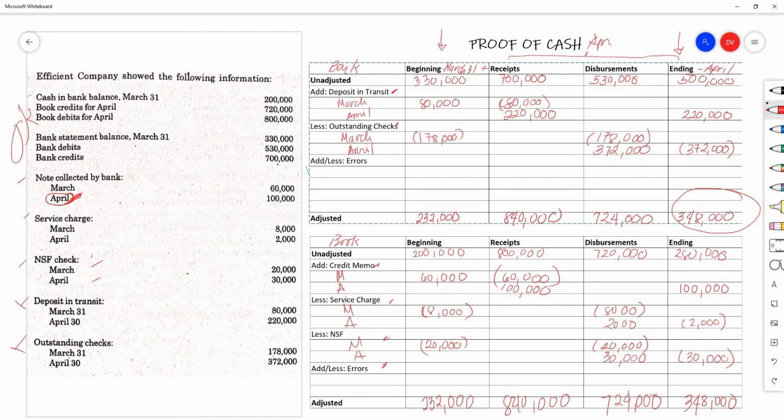Pag magkalapit, magkagalit. Pag magkalayo, magkasundo. 80,000 dito, dahil magkalapit sila ng receipts dyan, minus to, opposite. Dahil magkalayo ang receipts, tsaka ito, magkasundo, pareho sila. Ganun din dito. Magkalayo, magkasundo, magkalapit, magkagalit. Okay? Same pattern. Kung tamad lang kayo mag-analyze. Pero I hope you understand the concept behind it. Okay? So that concludes our discussion of proof of cash.